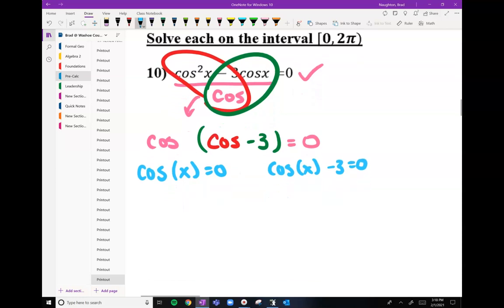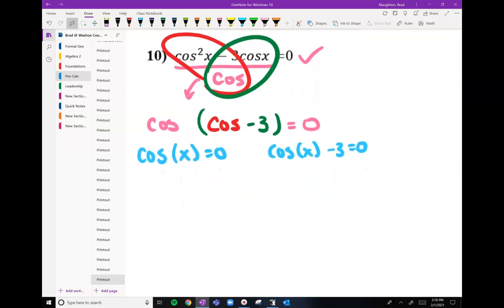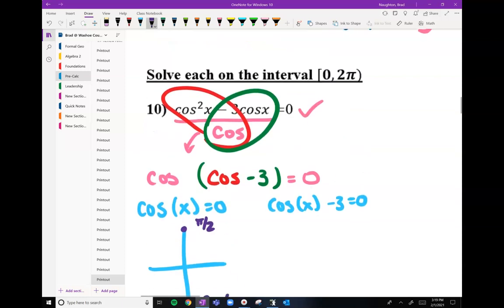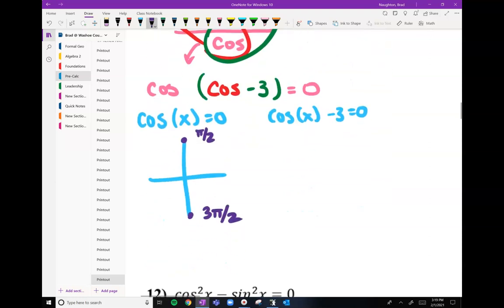So let's start with just the first one since we got that. So cosine 0. We'll go ahead and take a look. We know when our cosine is 0, that's right over here at pi over 2, and right here at 3 pi over 2. And since our directions are just find the answers, no mapping necessary, so let's just write them down. Pi over 2, 3 pi over 2.